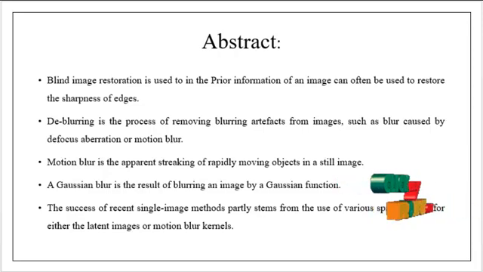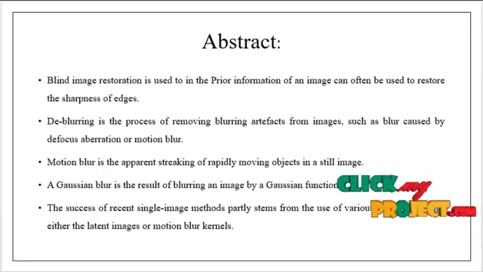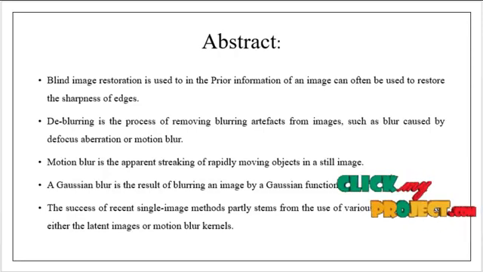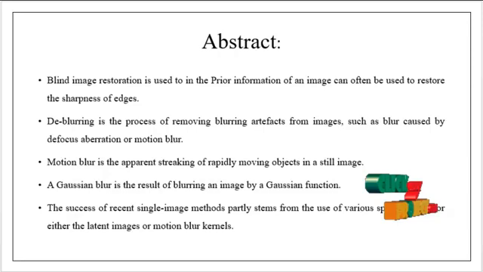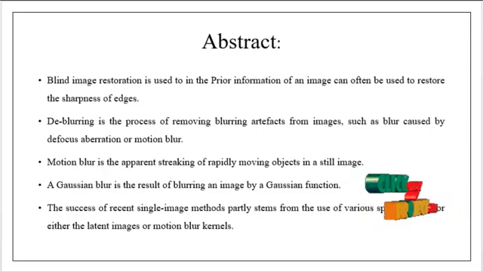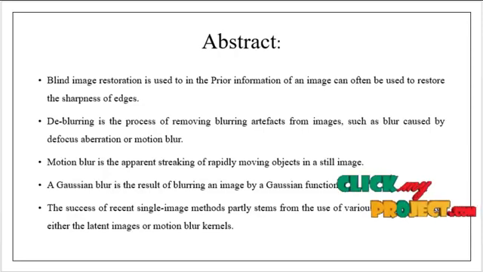Motion blur is an apparent streaking of rapidly moving objects in a still image. The Gaussian blur is the result of blurring by Gaussian functions. Hence, in this process we are applying these two blurs as well as removing them, and then it will recognize the signboard and give the results in signboard formats.